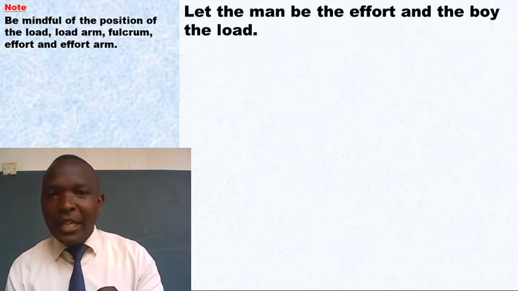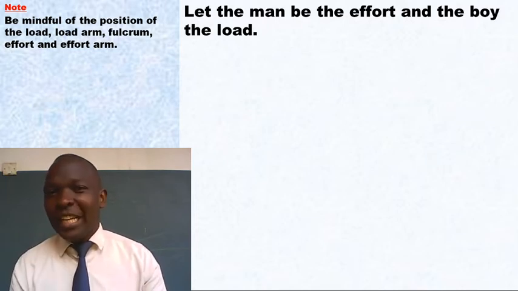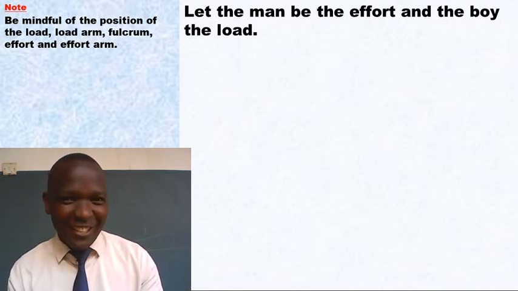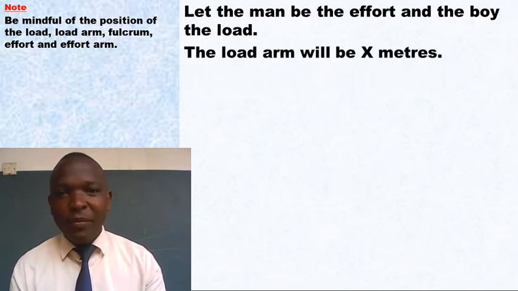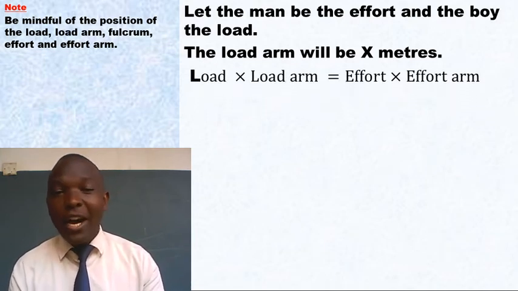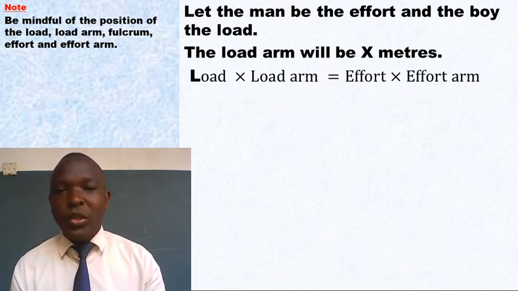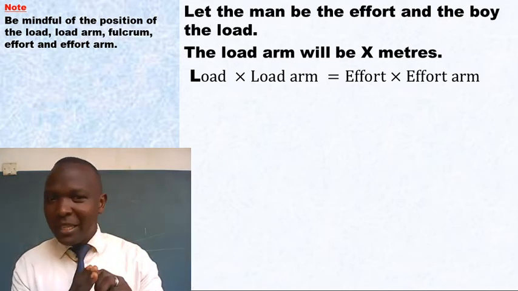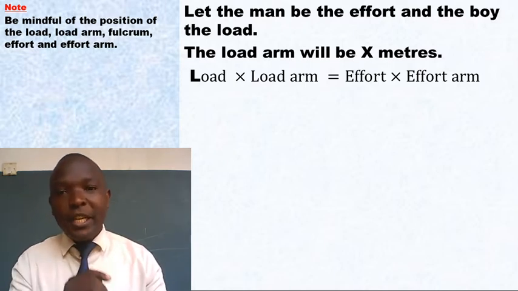For example, let that man in that question be the effort. And the boy is going to be the load. So remember, the load arm is going to be our x, which we put in our diagram as x meters. And now the law comes in a formula way: load times load arm equals effort times effort arm.